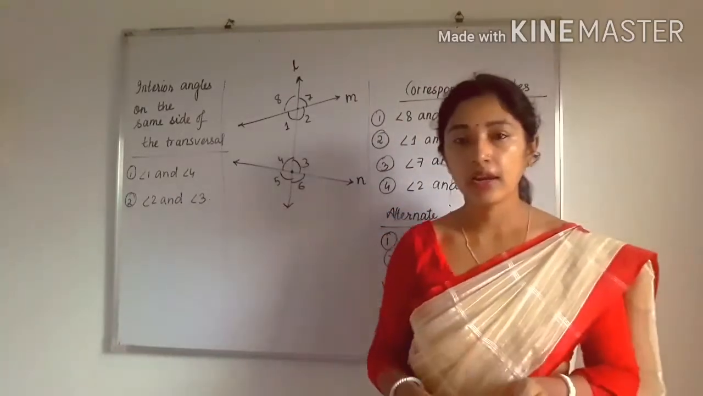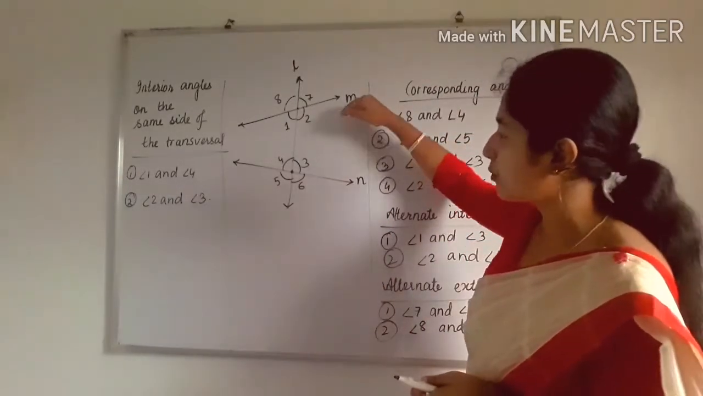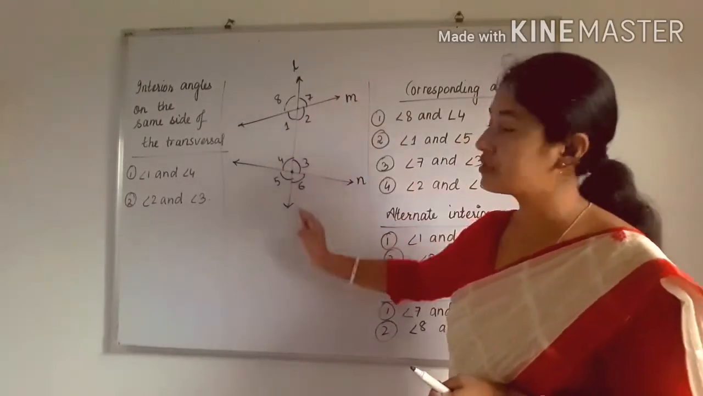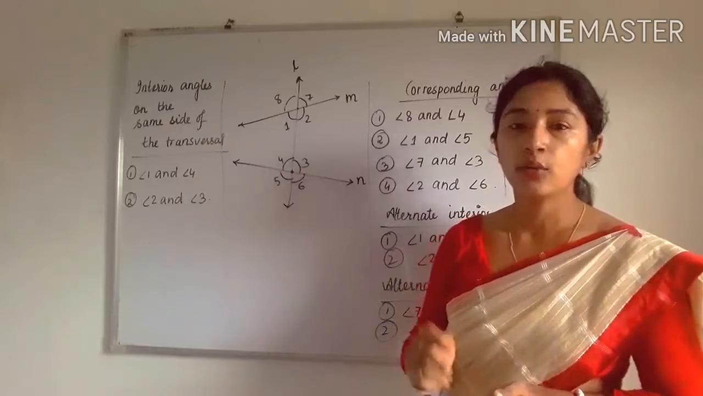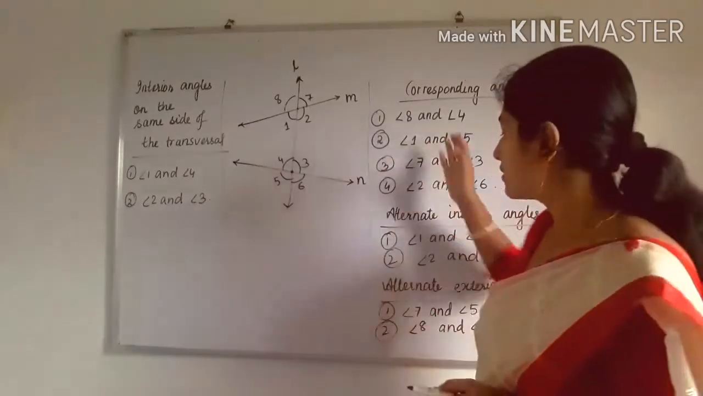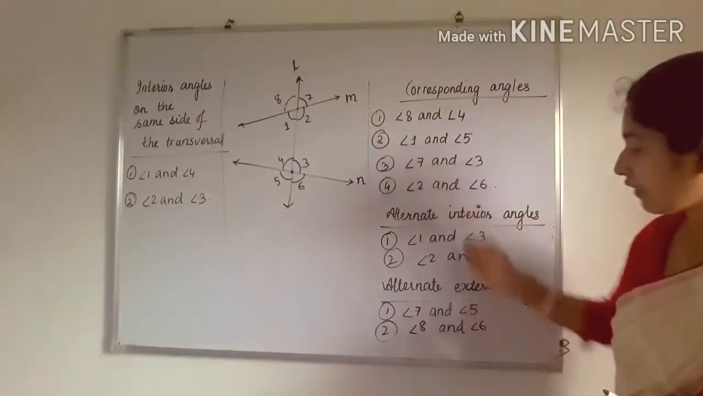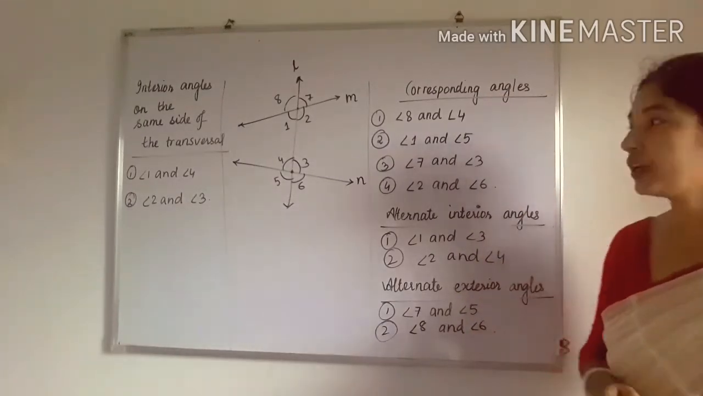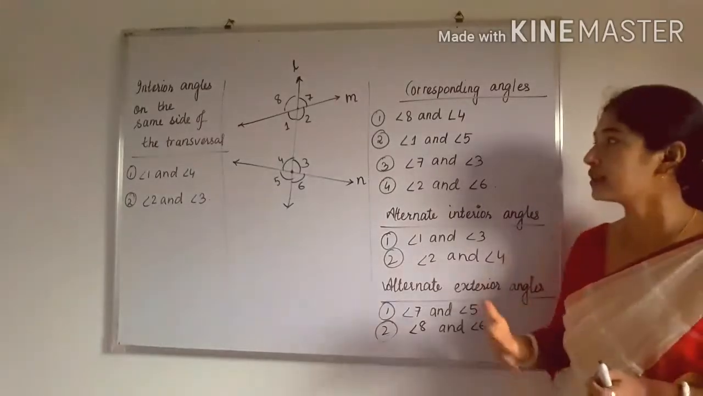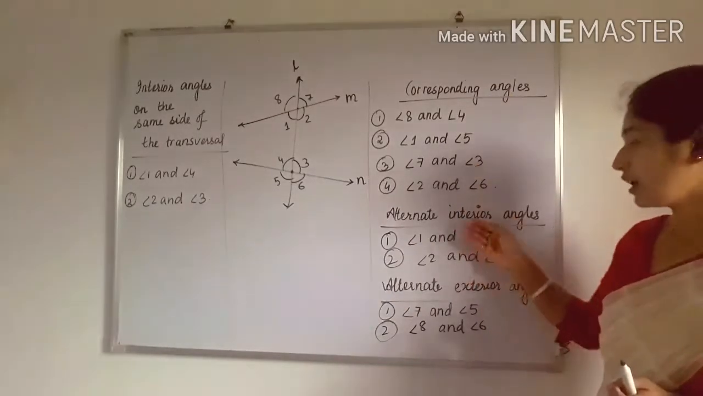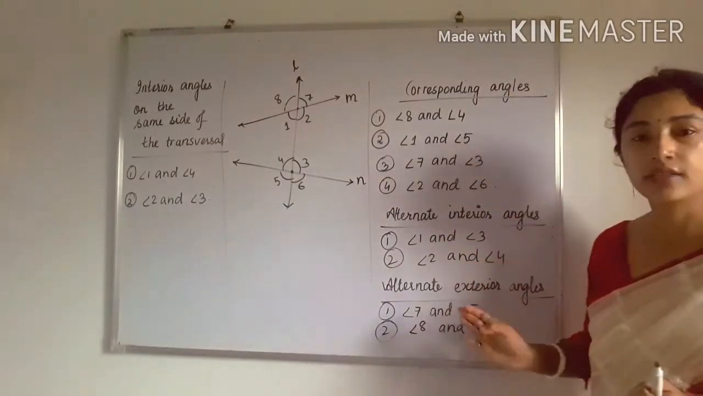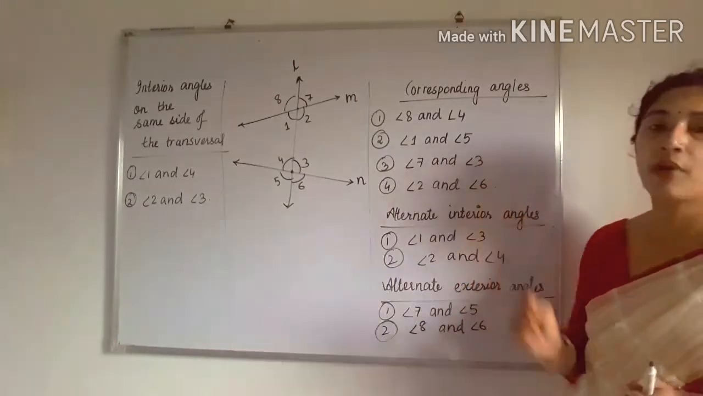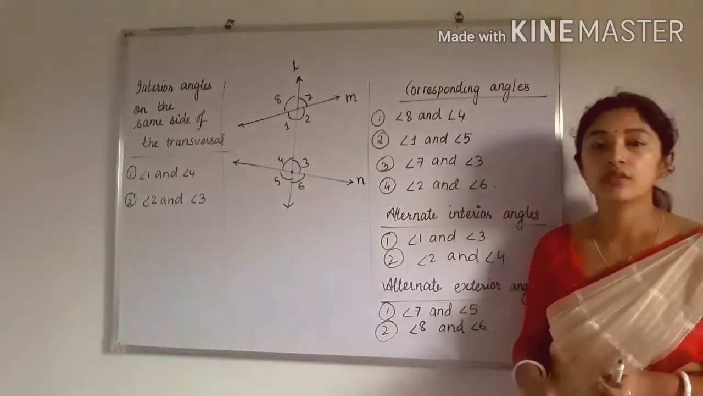Now what happens in parallel lines? Suppose M and N are parallel lines, meaning M is parallel to N, and a transversal is intersecting the lines at two different points. Then these angles will be formed, and these pairs of angles which I have written in this part will all be equal. Already you have studied in your previous classes about corresponding angles, alternate angles, and interior and exterior angles. So these pairs of angles will be equal when two lines are parallel. Next we are going to discuss that only.